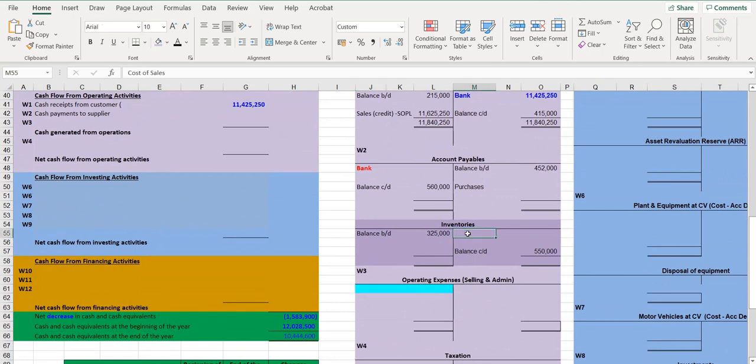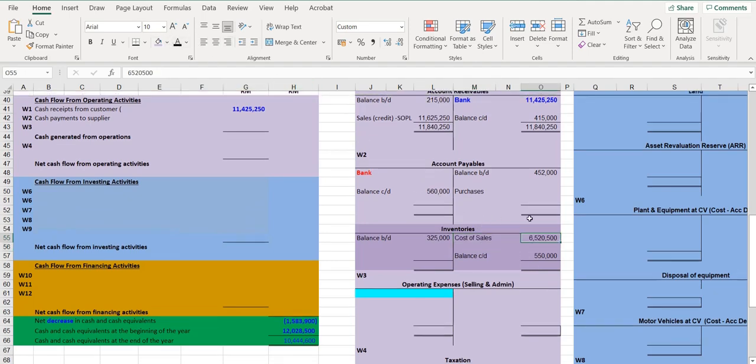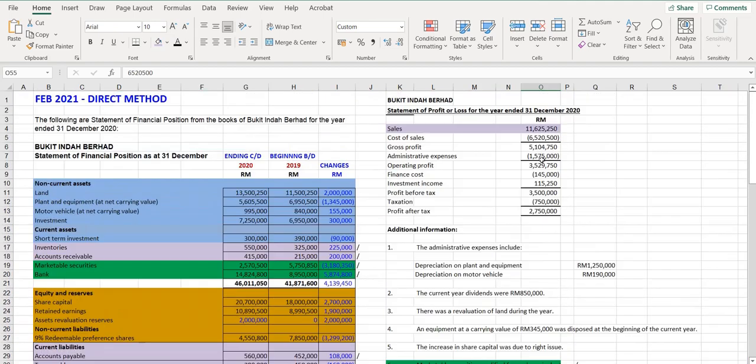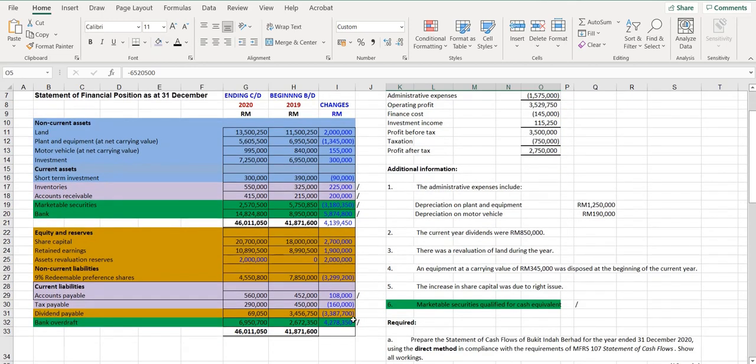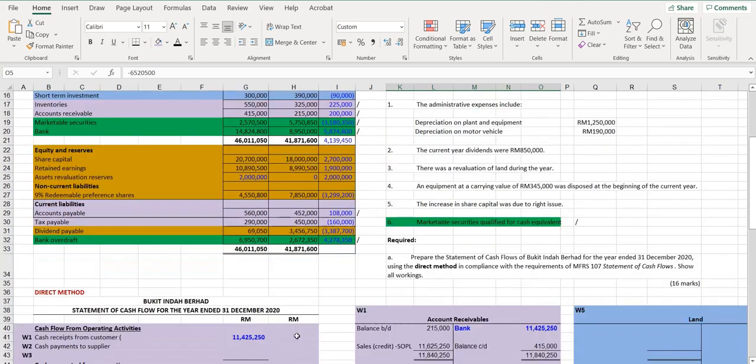So the cost of sales is from the statement of profit or loss. If you go to the statement of profit or loss, this is the cost of sales, right, which is part of operating activities, because that was part of the cash payments to suppliers information to get the payment. Okay, then you put the figure here.